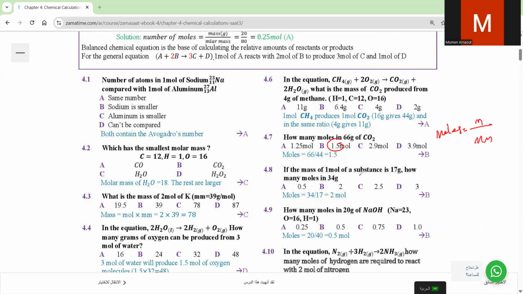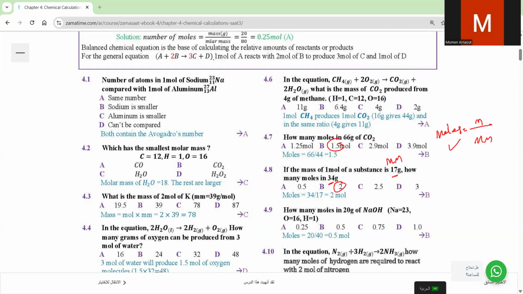If the mass of 1 mole of a substance is 17 grams, how many moles in 34 grams? 2, sure. The mass of 1 mole means what? Molar mass. Find the moles: moles equal mass over molar mass is 2. You shouldn't take time in such questions.